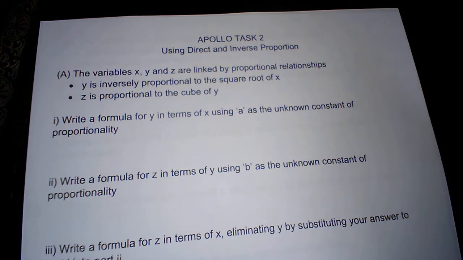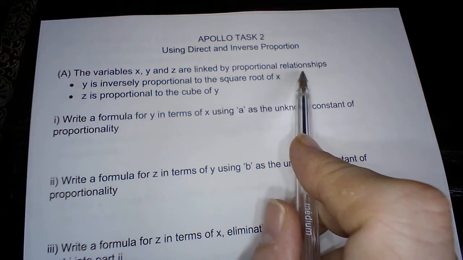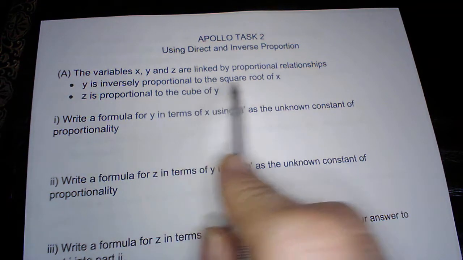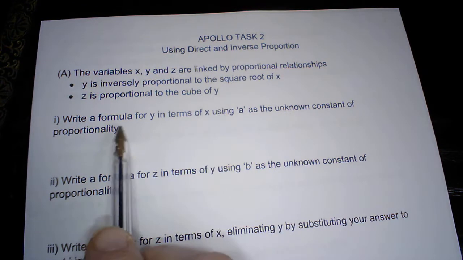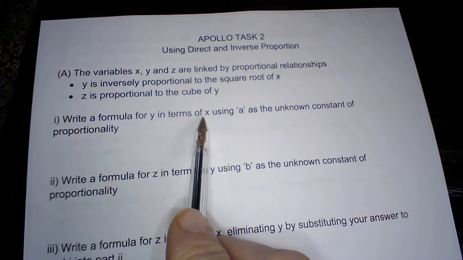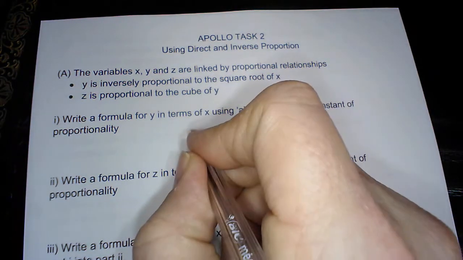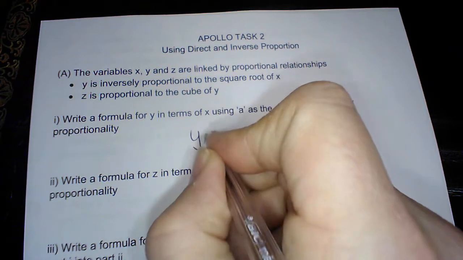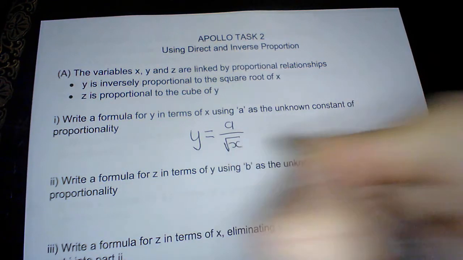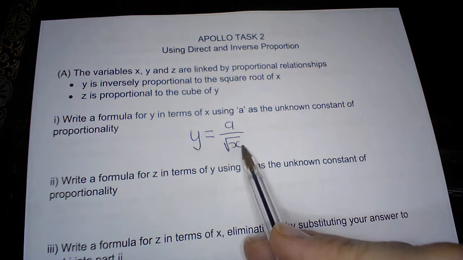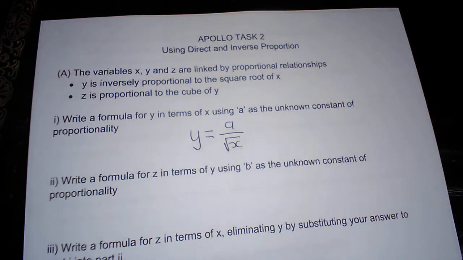So let's start off. We've got x, y and z linked by proportional relationships. Y is inversely proportional to the square root of x and z is proportional to the cube of y. Write a formula for y in terms of x using a as the unknown constant of proportionality. So we can write y equals a over the square root of x. It's over the square root of x because it's inversely proportional, and a is our constant of proportionality.